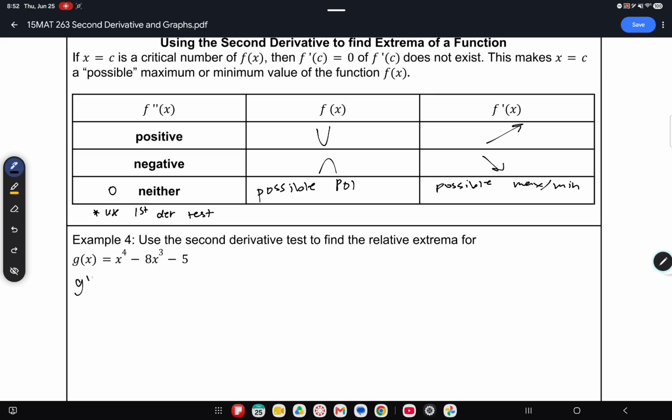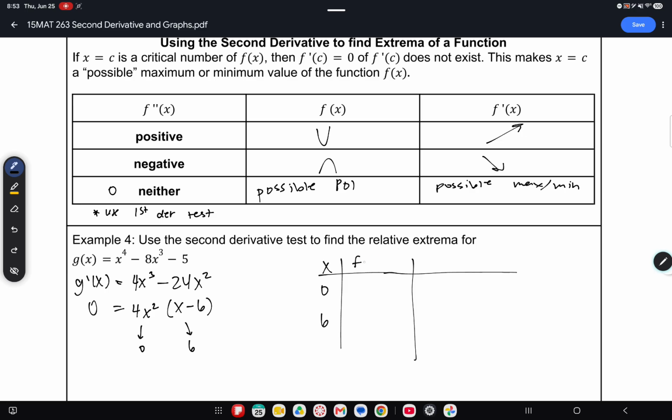So, all right, let's see if we can use the second derivative to find the relative extrema. So what I want to find is the first derivative first. So 4x cubed minus 24x squared. And I want to find those critical numbers. So I'm going to take a GCF of 4x squared out, and I'm left with x minus 6. So I get 0 and 6. And now I'm not doing a sign chart for this.